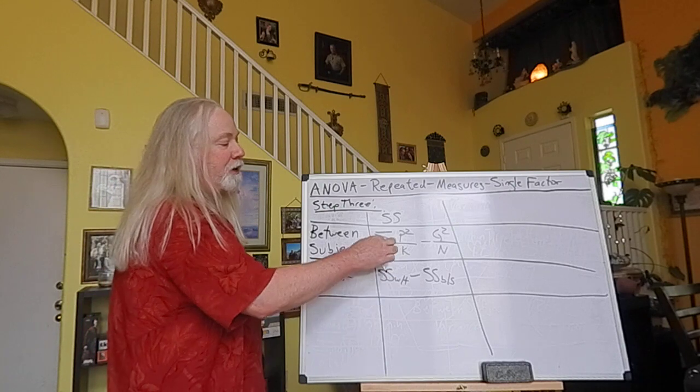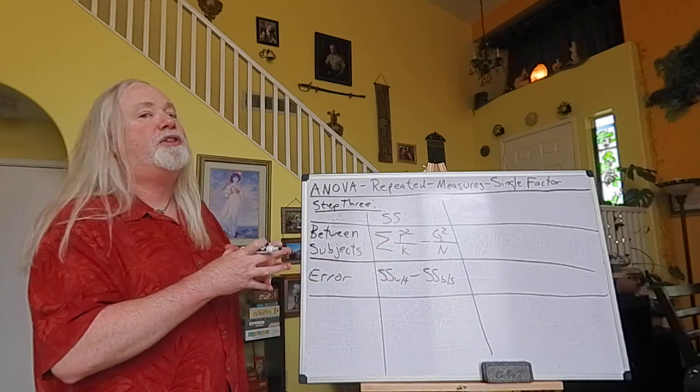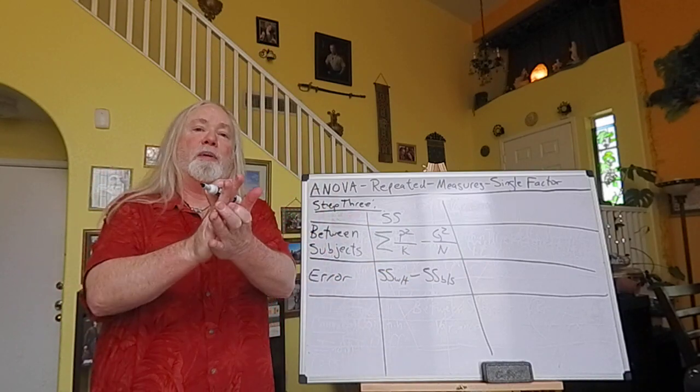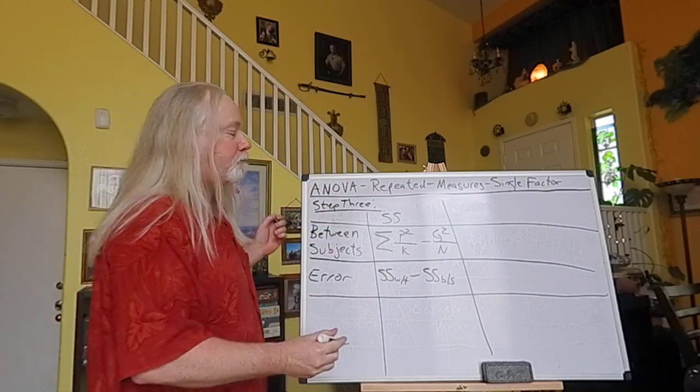So these two values together should equal the value in the box that says within treatments. Remember, we're taking within treatments variance and breaking it into two parts. So its two parts need to add up to the whole as well.